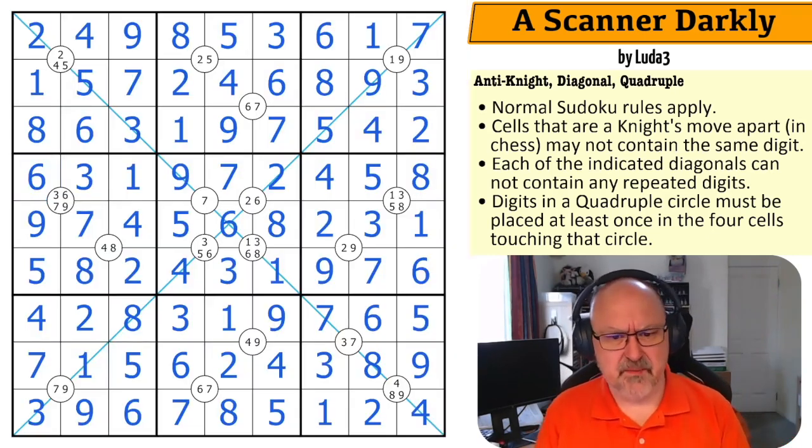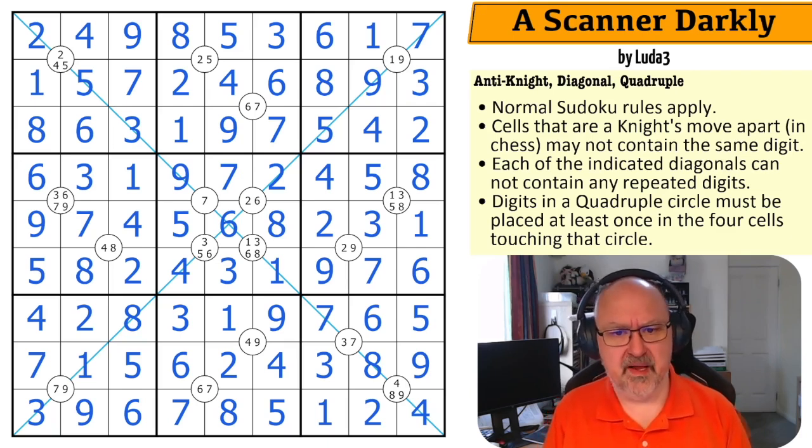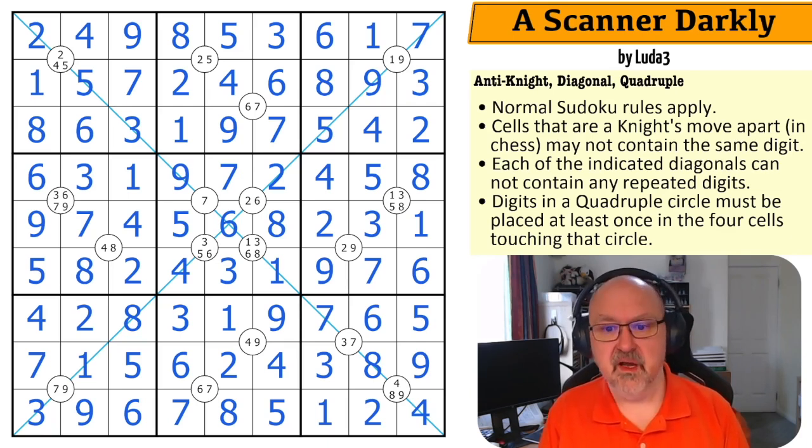I imagine I missed a bunch of stuff in there that I could have got a lot faster, but the Luda3 puzzles, I haven't done one in a while, but they're always good fun, and they're just really nice Sudoku logic. That was a really nice combo of Knight's Move, Quadruple, and Diagonal with enough information that you just never get stuck, and you could just keep going.